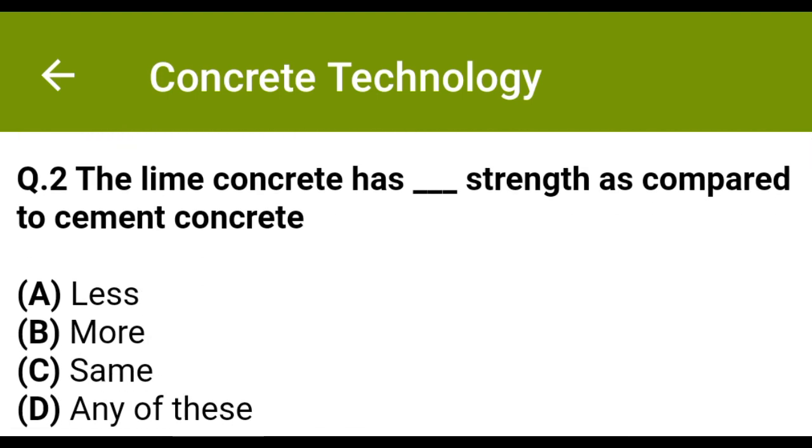The lime concrete has dash strength as compared to cement concrete. Option A, less. Option B, more. Option C, same. Option D, any of these. The correct answer is option A, less.